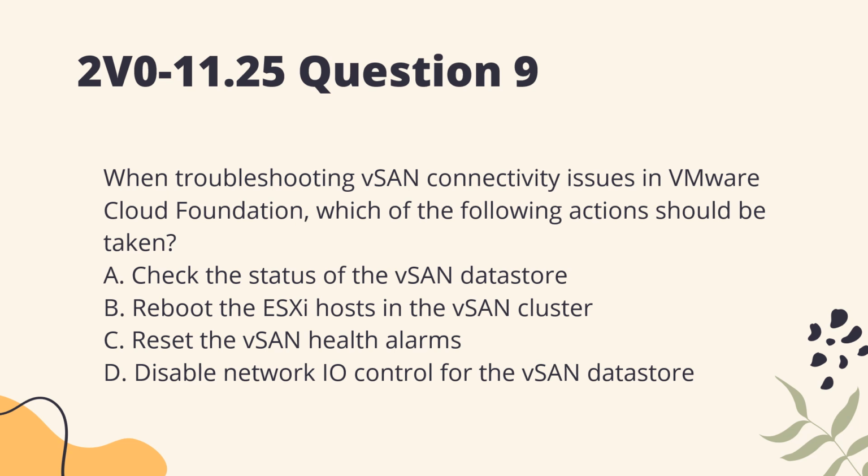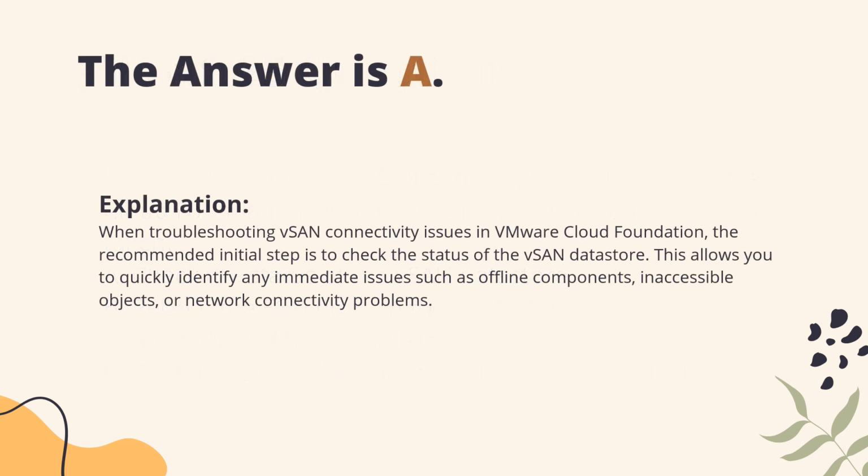When troubleshooting vSAN connectivity issues in VMware Cloud Foundation, which of the following actions should be taken? A. Check the status of the vSAN data store. B. Reboot the ESXi hosts in the vSAN cluster. C. Reset the vSAN health alarms. D. Disable network I/O control for the vSAN data store. The answer is A.